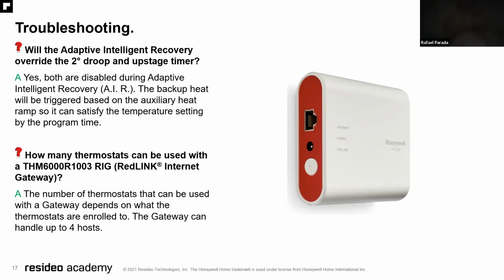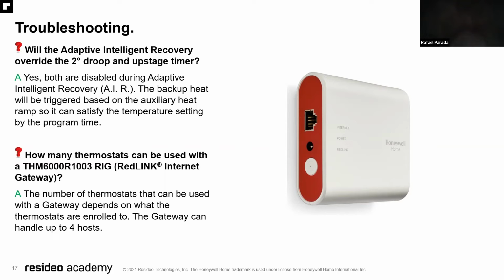So what is going to happen is that the thermostat is not going to respect the 2-troop or the offset timer in order to achieve the set point temperature whenever the customer set a time for. So we have the algorithm working here, and the algorithm will calculate how early or how late it needs to turn the systems on or off to achieve this set point temperature.